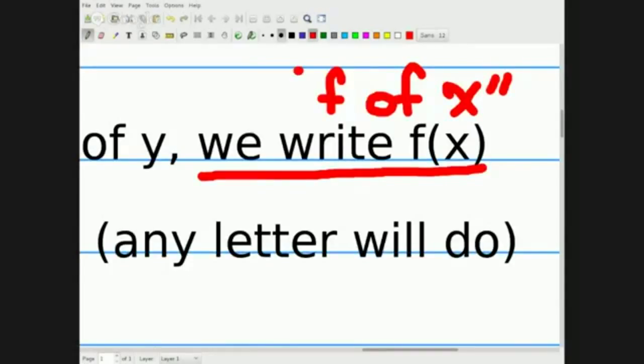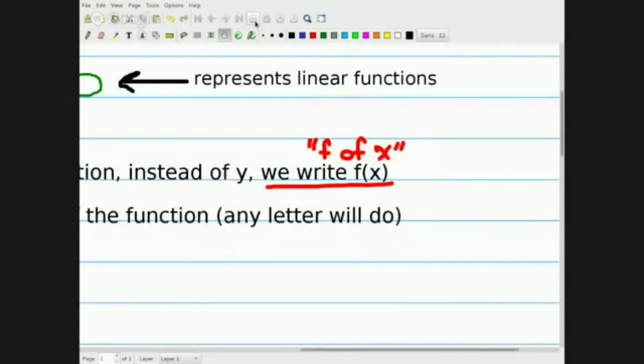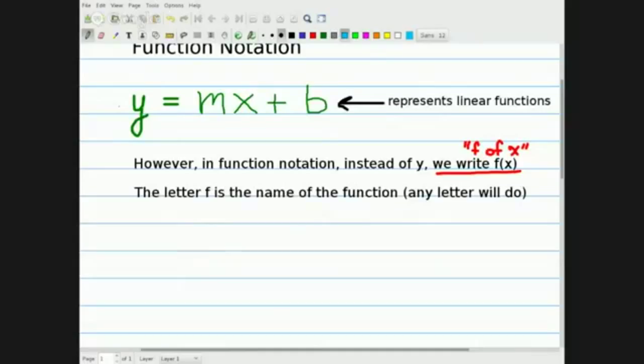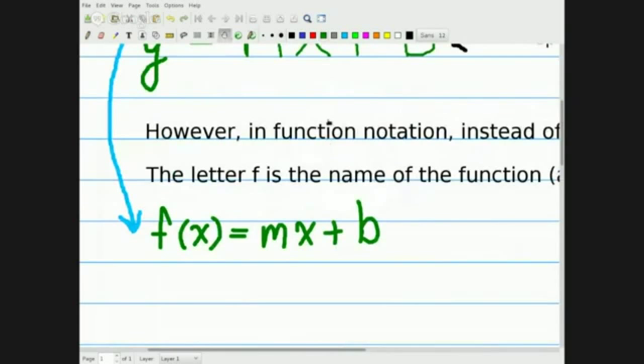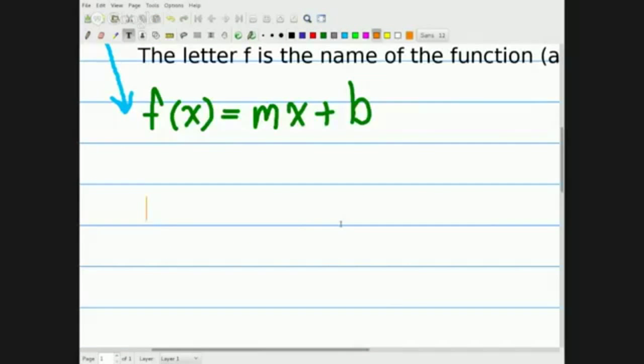So let me rewrite this equation for a line in function notation. So there we have it. F of x equals mx plus b. And now let's see an example of how function notation is used.